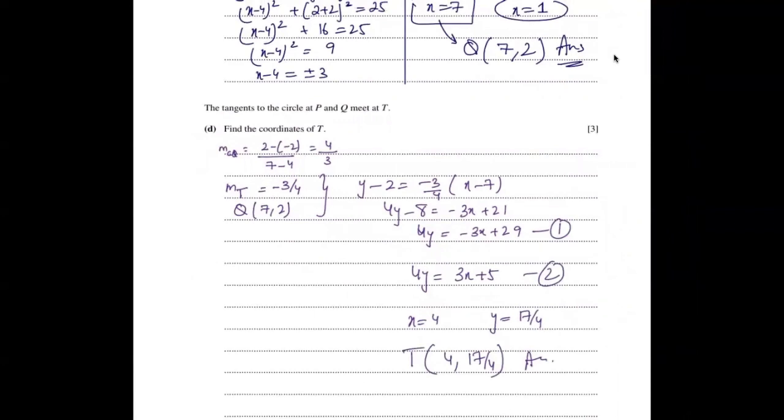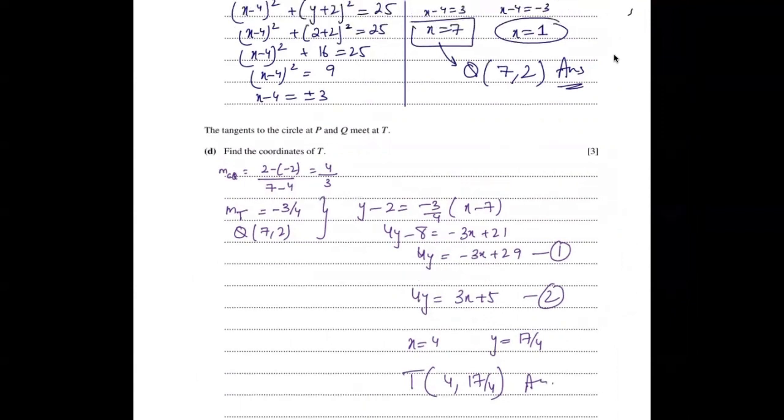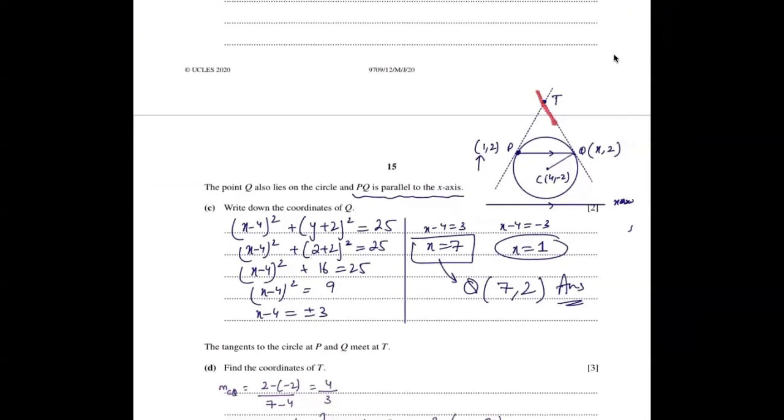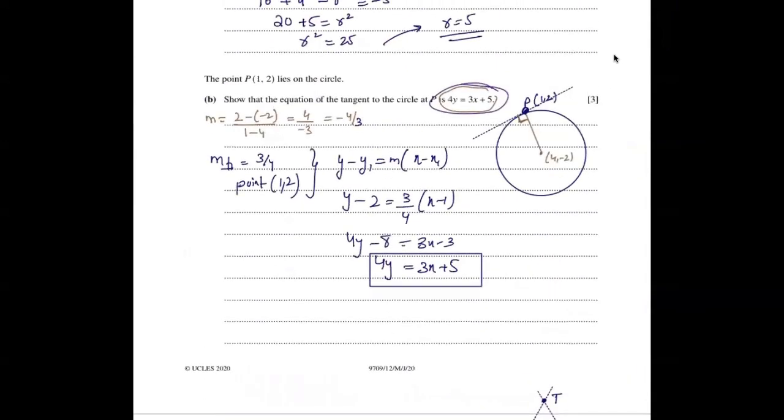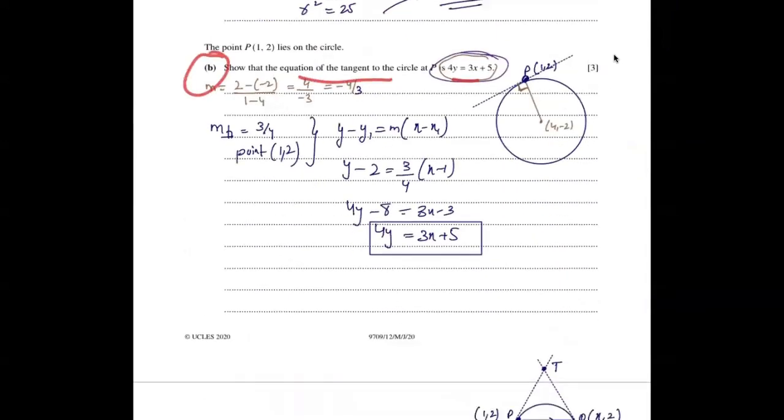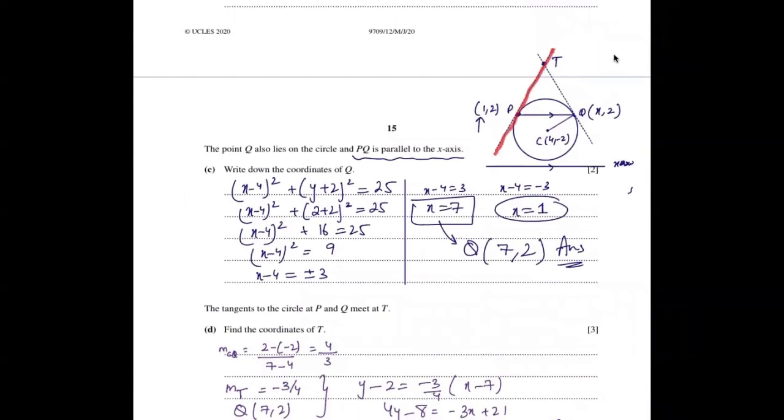Yes, Abdurrahman, what's your question? Sir, why did you choose Q rather than P? Because I really want to find the equation of the tangent at point Q. Okay, and sir, can I use P? No, you need to find the equation of the tangent at point Q, so you're going to use Q. And we have already found the equation of the tangent at P, which is this line. So we already have the equation for this line. We will be finding the equation of this line now, and then solve these two equations simultaneously to get the point T.